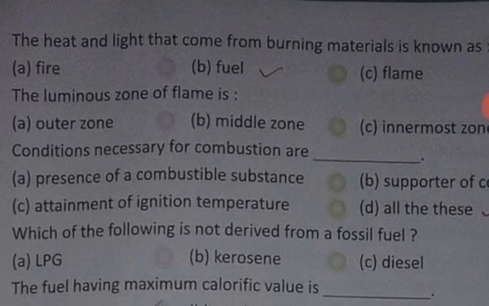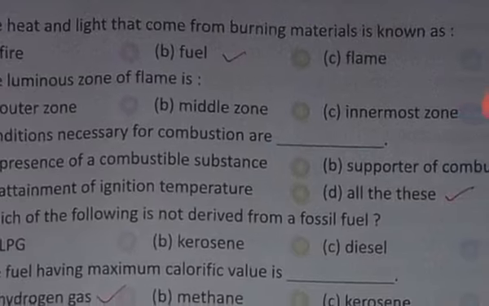Fourth, the luminous zone of the flame is the middle zone. The condition necessary for combustion is all of these. 6. Which of the following is not derived from a fossil fuel? The answer is biogas.